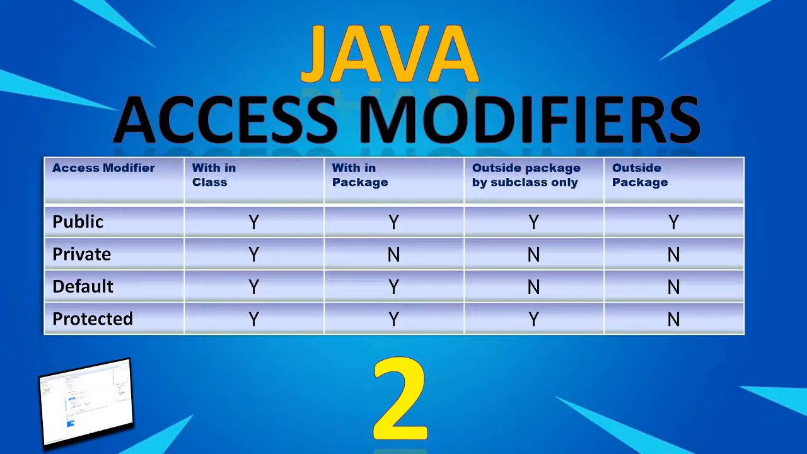As I said, modifiers are of two types. One is access modifiers, the other one is non-access modifiers. Now we have only seen access modifiers. In the next session we will be seeing a practical about these access modifiers, and in further sessions we will be seeing what non-access modifiers are as well.